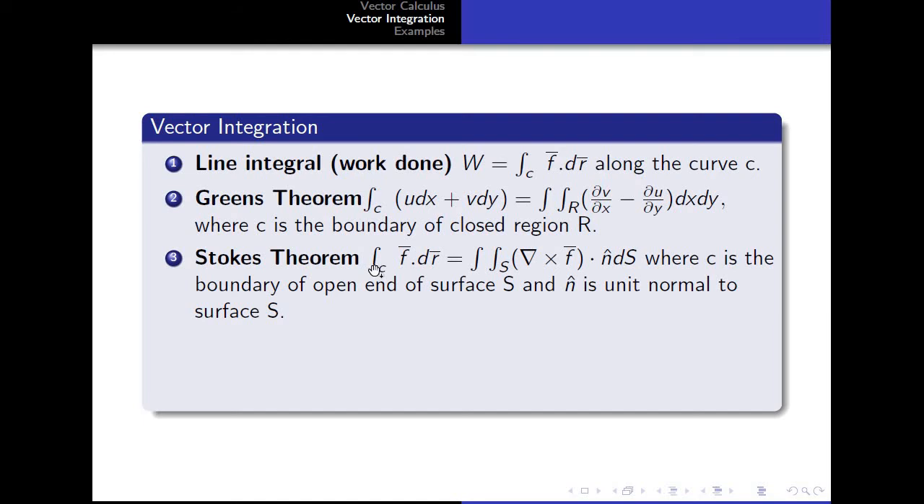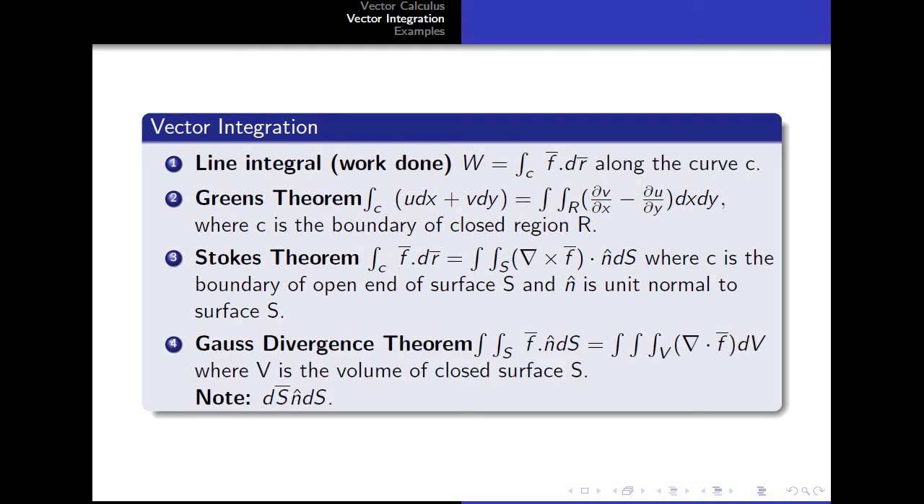The statement of Stokes theorem is the integration over C of f bar dot dr bar is equal to the double integration of curl of f bar dot product with n cap into ds. This theorem gives the relation between line integration and surface integration. Moreover, this surface should be open-ended and C is the boundary of that open end.